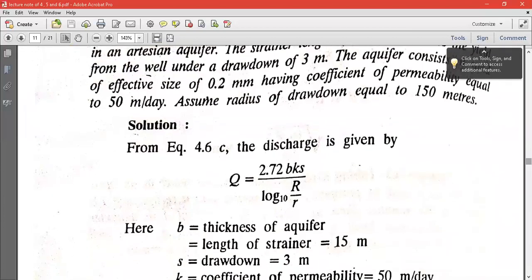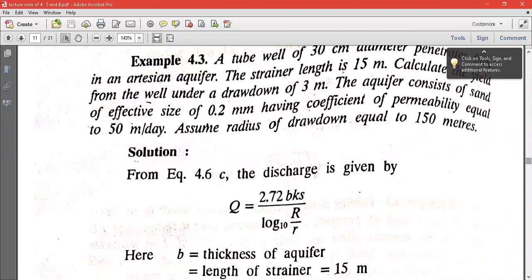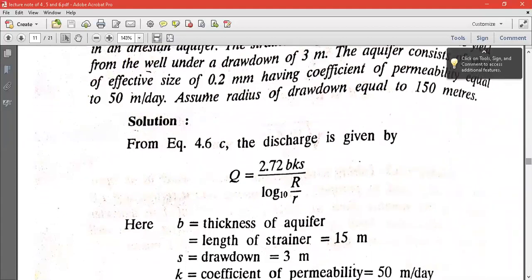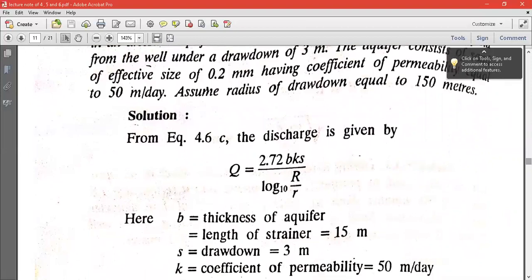So B is the thickness of the aquifer, that is also given in the question. What is the thickness of the aquifer? It is nothing but the length of the strainer or the height of the water in the well, that is 15 meter. It is given in the question. This is the thickness of the length of the strainer. What is the S? S drawdown is given as 3 meter. So B is given 15 meter. S is given 3 meter. Coefficient of permeability K is also given 50 meter per day. So BKS is known to you.